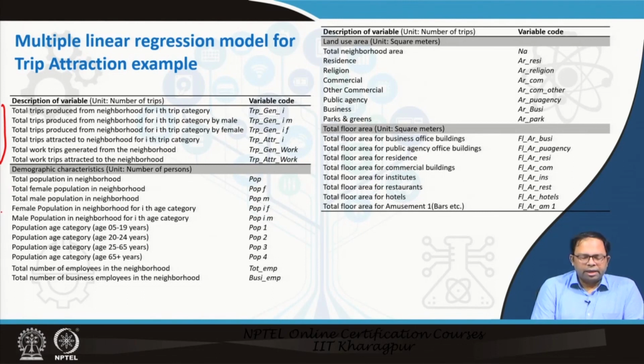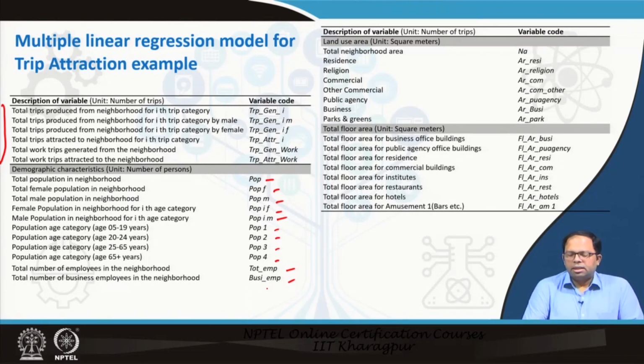These are all zonal characteristics: total population in the zone, total female population, male population, total female population of the ith age category, male population of the ith age category, then population based on different age groups, where gender-wise categorization has not been done. Then total number of employees in a neighborhood, total number of business employees in a neighborhood. So, there are two categories of employees, and then land use categories are there.